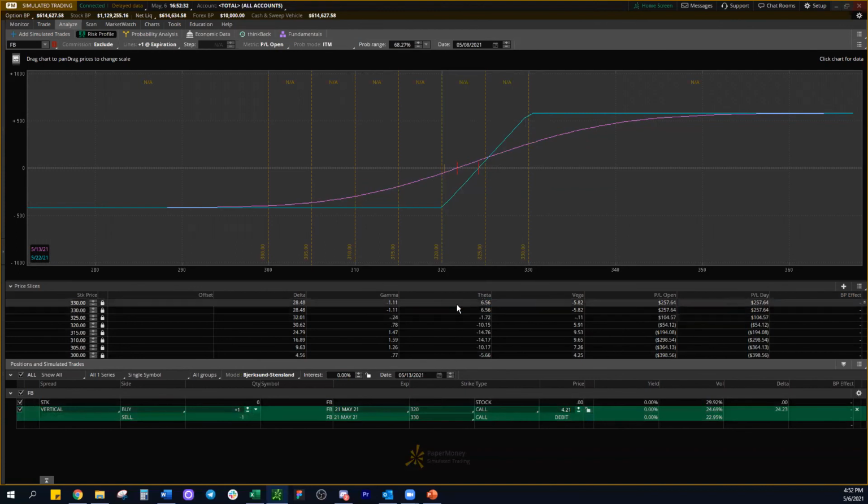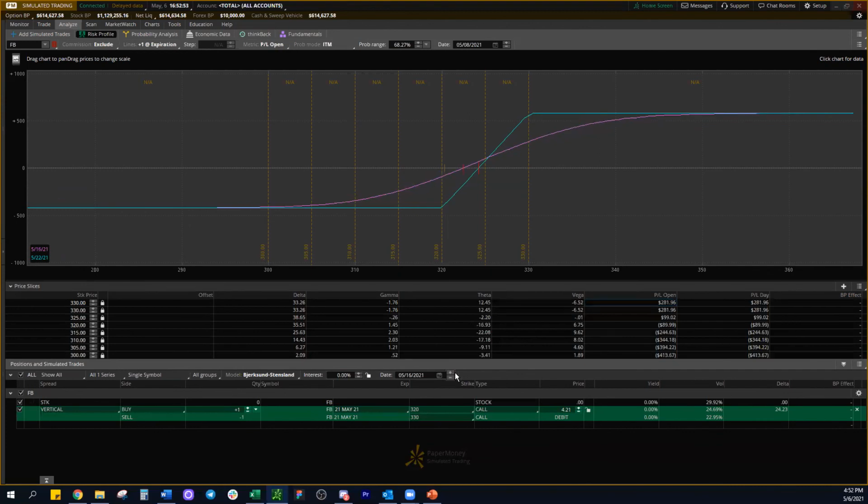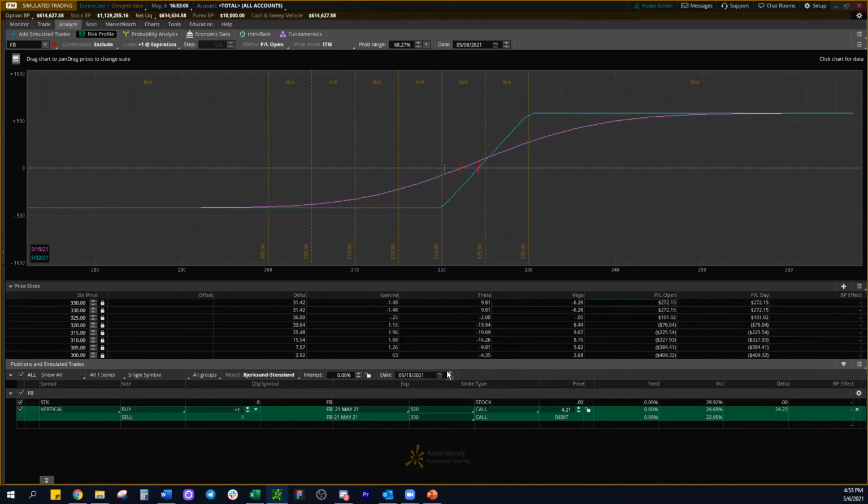Why didn't we alert this trade? Anyways, at 330 bucks, let's say if I hold it, this is the 13th, I'm going to make $257. My position simulated is going to be worth almost 600, 800 bucks. Let's say if it closes on the 14th, 15th. Wow, this is May 21st. I got a lot of time on this. Let's say we go out to 21st, day of expiration.